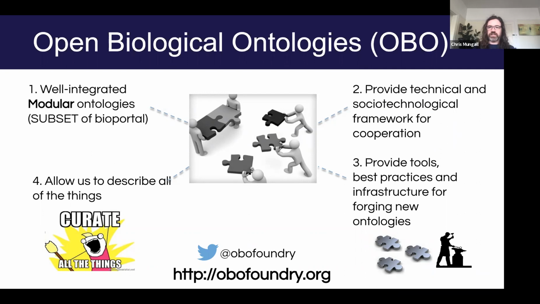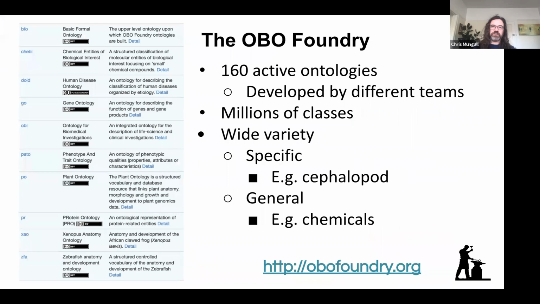as well as the technological and infrastructural framework, tools, and services for being able to build and meld together new ontologies. All these things together, the overall aim is to build this big map of life and use this to describe and curate all of the different named entities in the biosciences. You can find out more on the site, obofoundry.org.